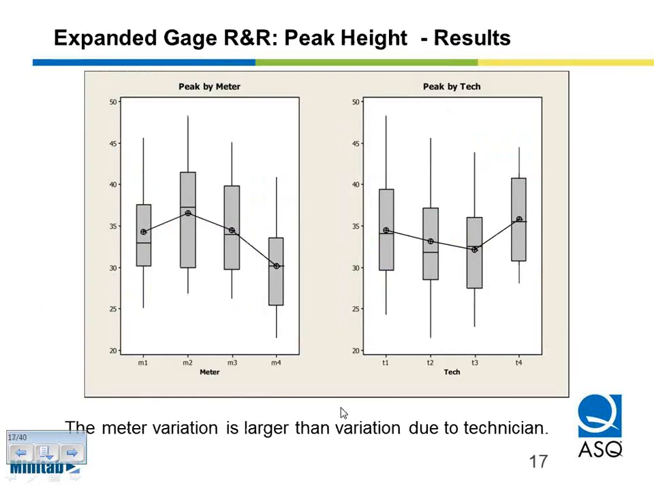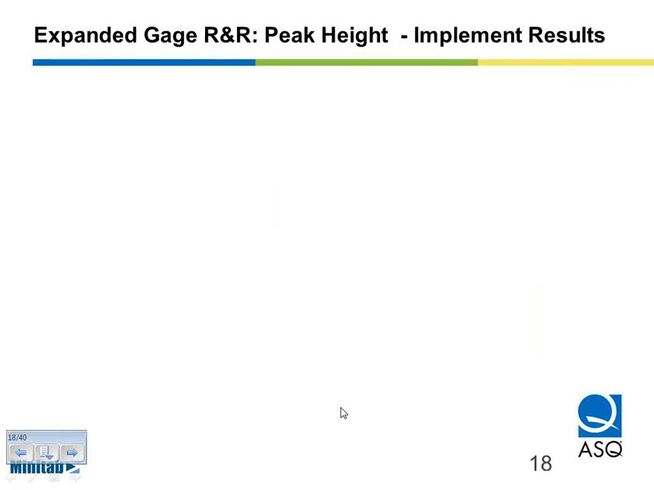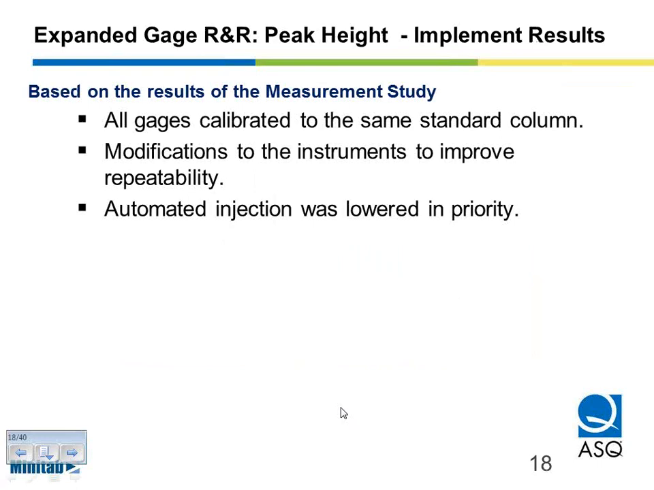A graphical output of this study is seen here. The meter-to-meter variation is the stronger of the 2 components. The tech-to-tech or operator-to-operator variability is definitely there, but at a lower level. Now let's have a look at what they did with the results.